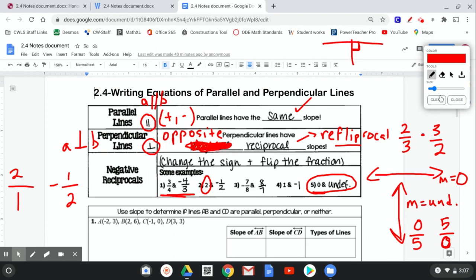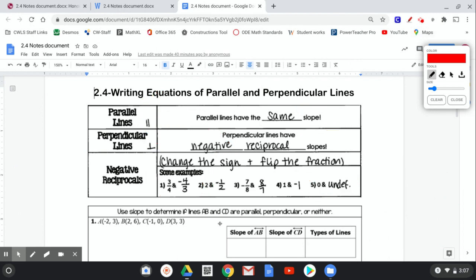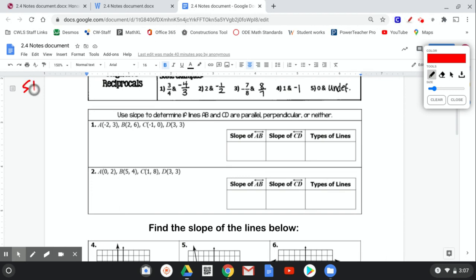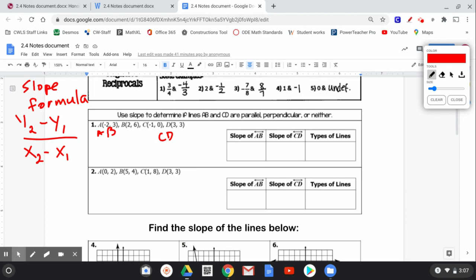Now, if we move on to the next part, we're going to use slope to define if these lines are parallel, perpendicular, or neither. So again, hopefully you guys remember from Algebra 1 the slope formula. The slope formula is just y2 minus y1 over x2 minus x1. So all we're going to do is find the slope of AB, and find the slope of CD, and then we're going to put them in these boxes and compare them, see if they're parallel, perpendicular, or neither.